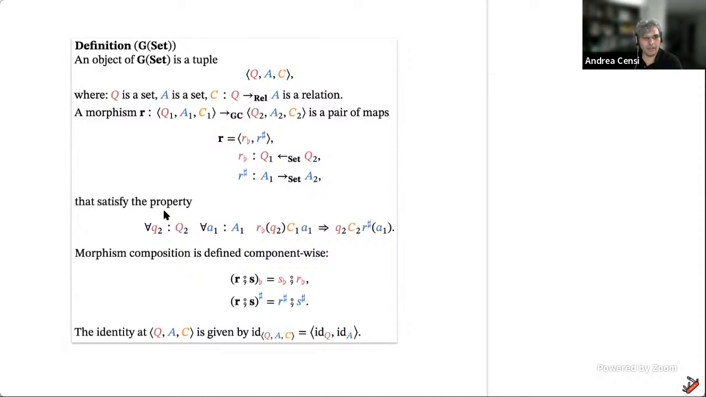The condition that is satisfied basically allows you to do the trick. So the independent variables here are Q2 and A1. So this says, again, if I have a question of the second problem and I transform it into a question of the first problem, and I find an answer that's correct, then if I find the corresponding answer of the second problem, it will be correct for Q2.